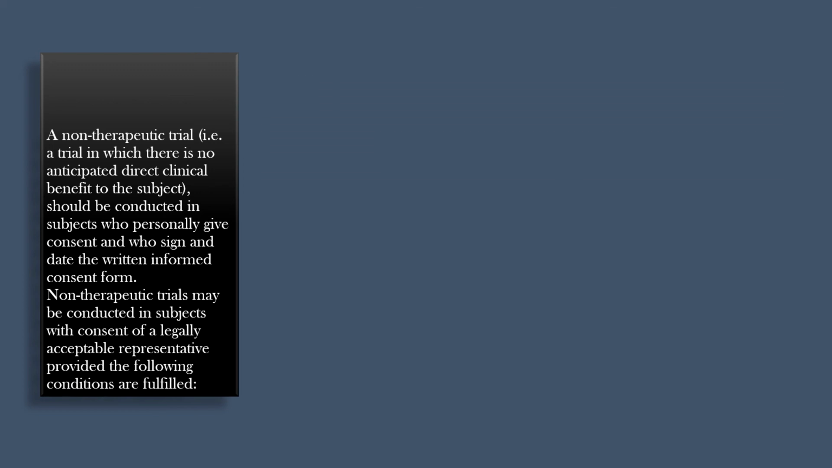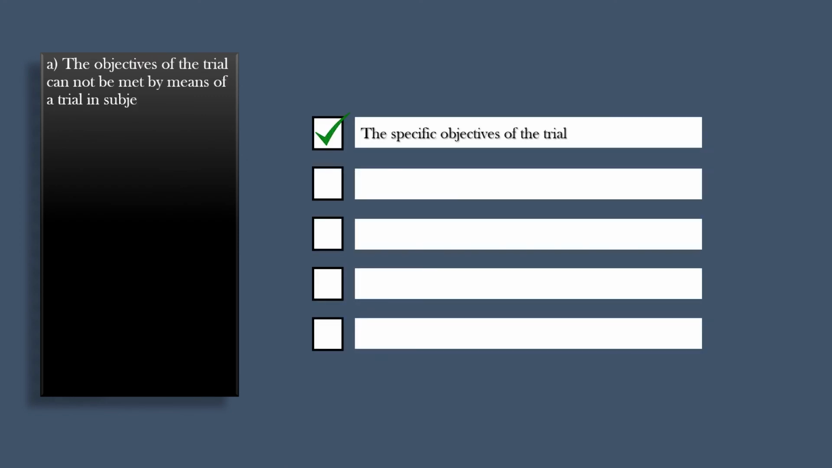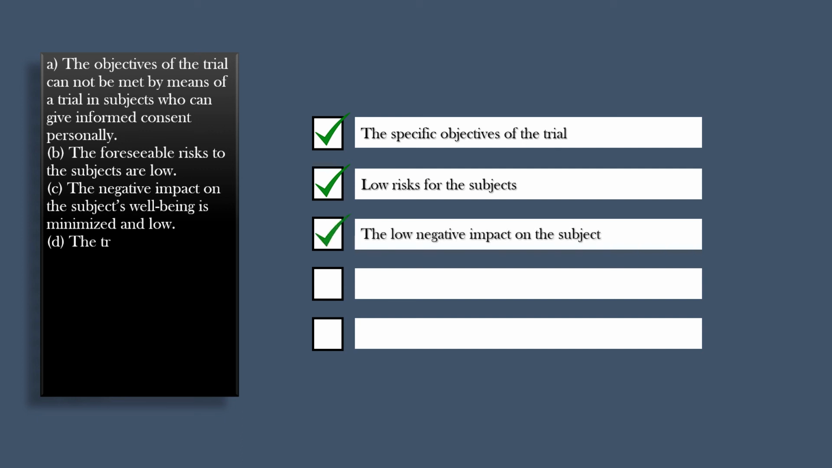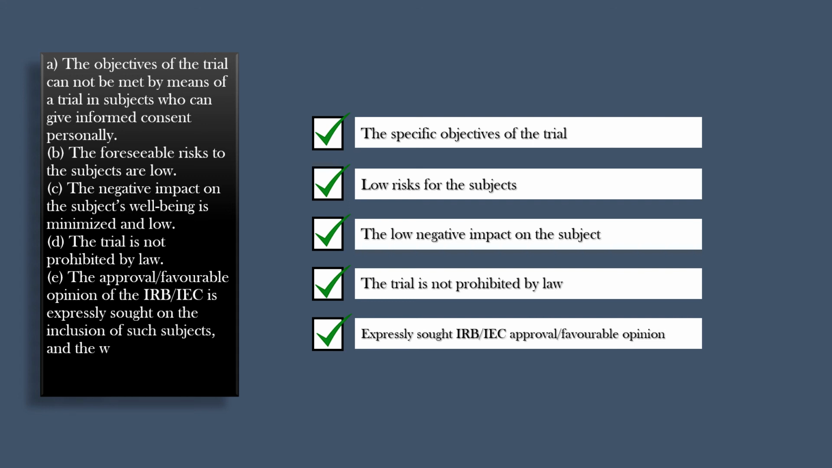are fulfilled. The objectives of the trial cannot be met by means of a trial in subjects who can give informed consent personally. The foreseeable risks to the subjects are low. The negative impact on the subject's well-being is minimized and low. The trial is not prohibited by law. The approval or favorable opinion of the IRB, IEC, is expressly sought on the inclusion of such subjects, and the written approval or favorable opinion covers this aspect.